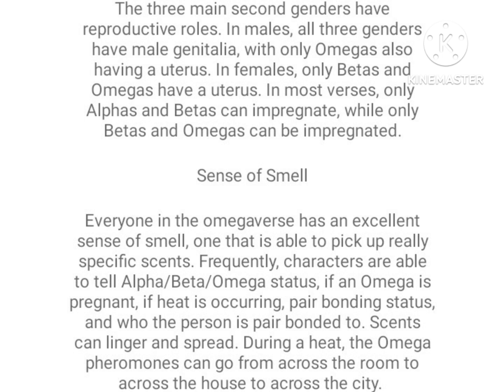Sense of smell. Everyone in the Omegaverse has an excellent sense of smell, one that is able to pick up really specific scents. Frequently, characters are able to tell alpha, beta, omega status, if an omega is pregnant, if heat is occurring, pair bonding status, and who the person is pair bonded to. Scents can linger and spread. During a heat, the omega pheromones can go from across the room to across the house to across the city.